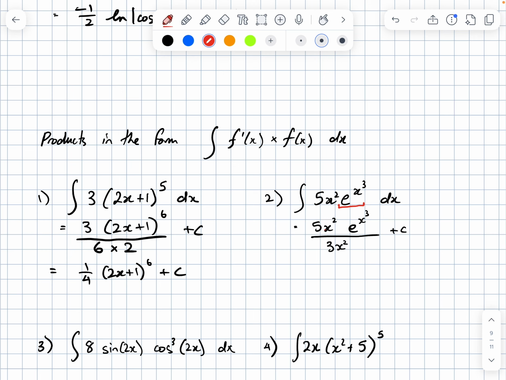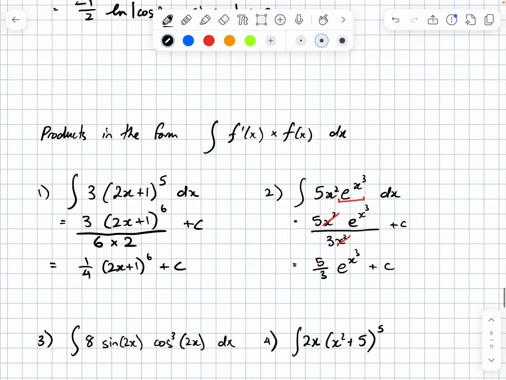And the x squareds will cancel, leaving 5/3 as our coefficient. Now this method only works if the thing that's been multiplied is its derivative. If when you do this the other variable does not cancel completely, then this is the wrong method, or you've made a mistake.